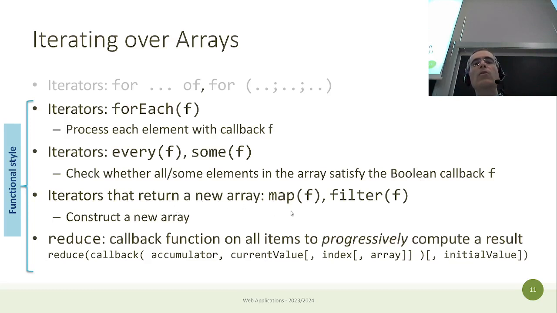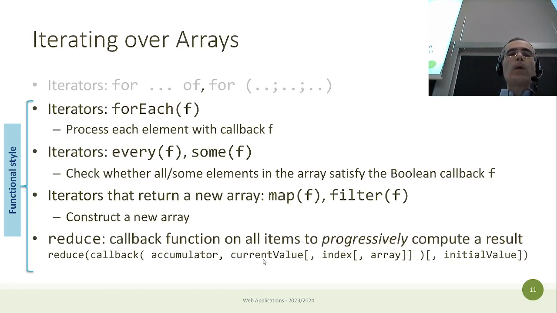Iterators that return a new array, these are the more useful ones. Okay, we will try to use them in the example in the second part of the lecture. So there are two functions that construct and return a new array. One, we already saw it, it's filter, and the second is map. Okay. And then you have this operator, which is quite, let's say, specific, peculiar, reduce.